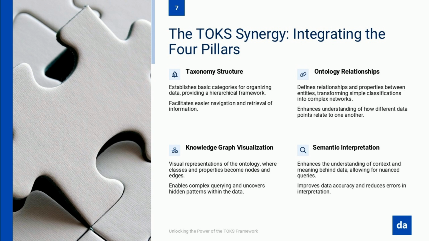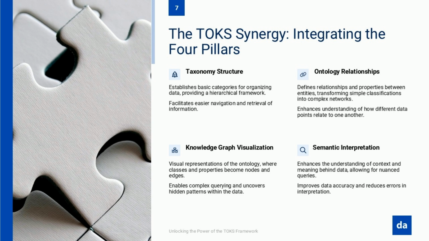The integration process begins with taxonomy, which provides the foundational structure for organizing information. This hierarchical classification system serves as a blueprint for ontology development. As ontologies are created, they build upon the basic categories established by the taxonomy, adding layers of relationships and properties between entities. This expansion transforms a simple classification system into a rich network of interconnected concepts.